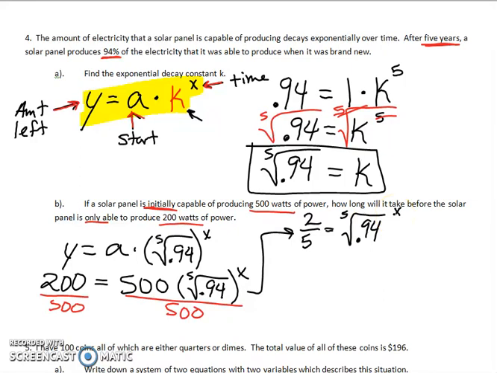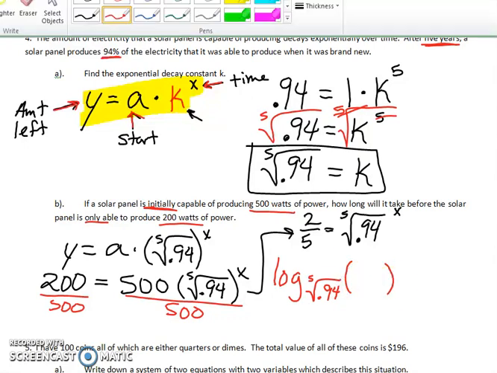Now I've got to get x by itself. And if we remember how our logarithms work, I'm going to have to hit both sides with the same logarithm. The base of this logarithm has to match the base of the exponential function. So this is going to be a log base the 5th root of 0.94 of 2/5.